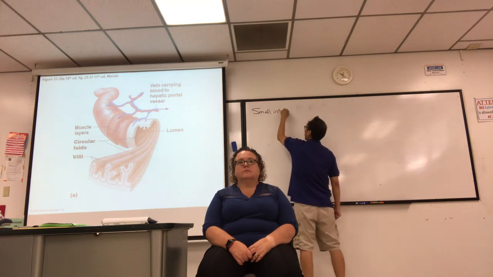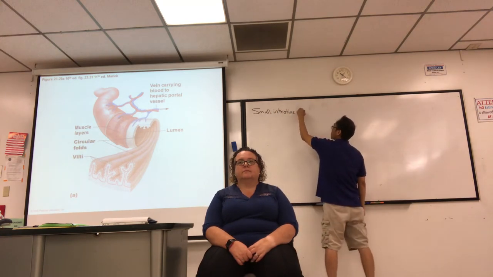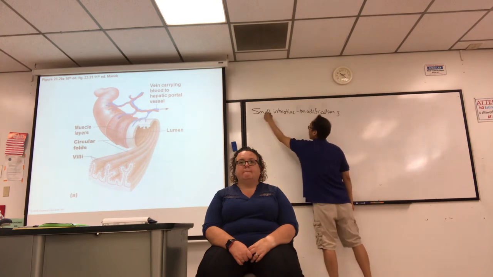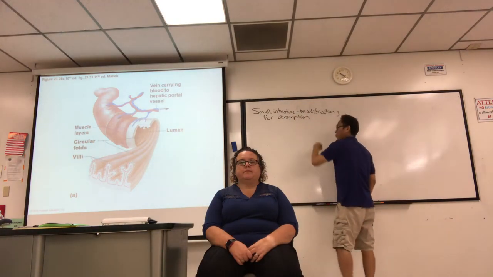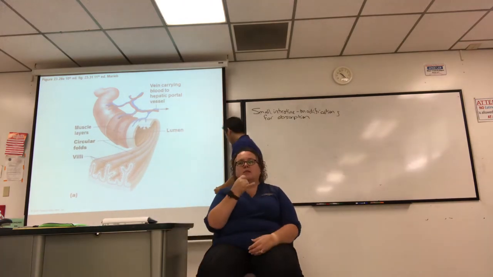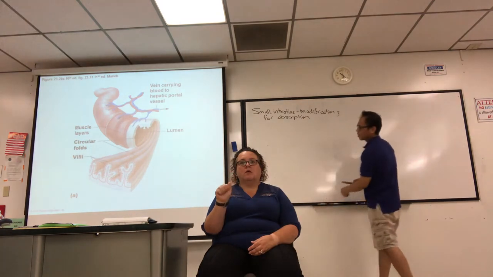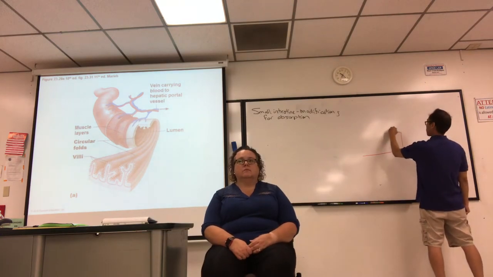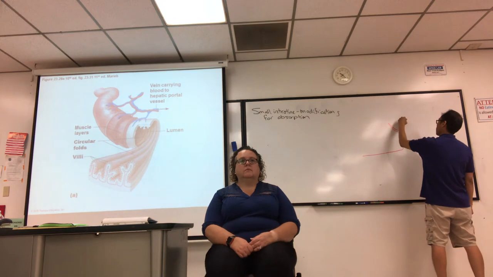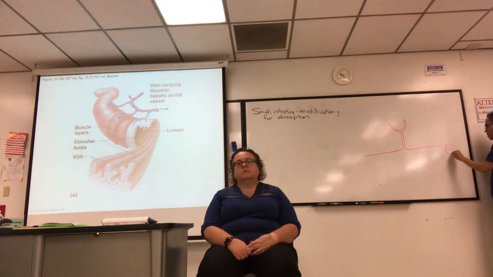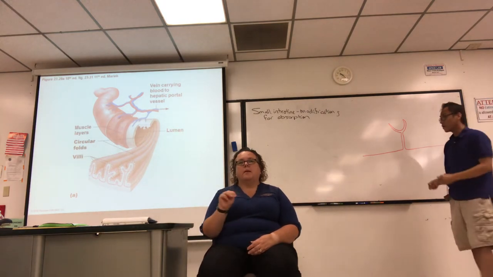Small intestine, modifications for absorption. There's a little red line here. Let me start by drawing that red line. That's the muscularis mucosa. MM, muscularis mucosa. Let me draw the rest of the epithelium over it.